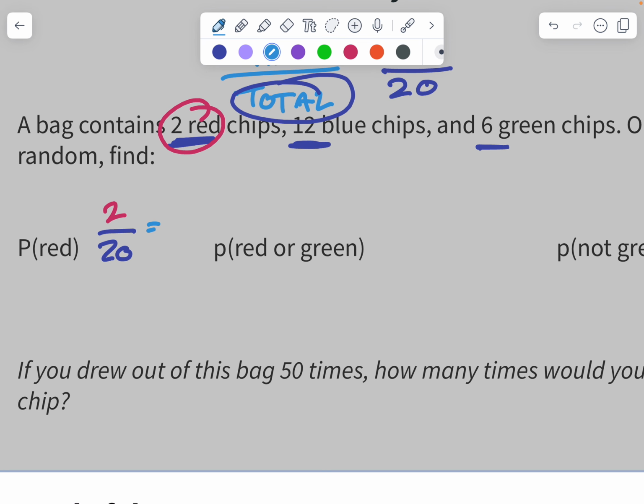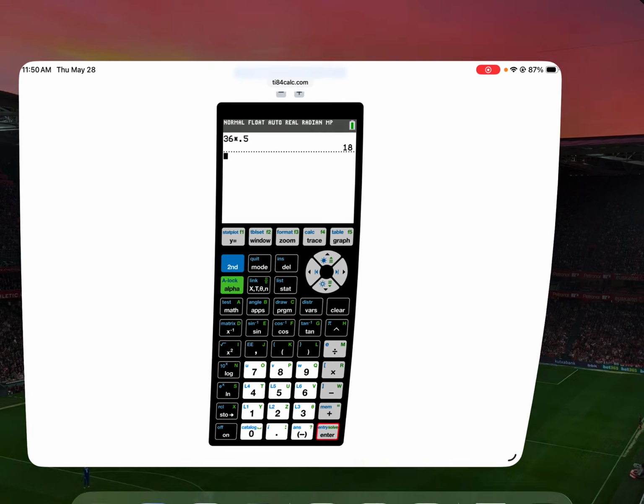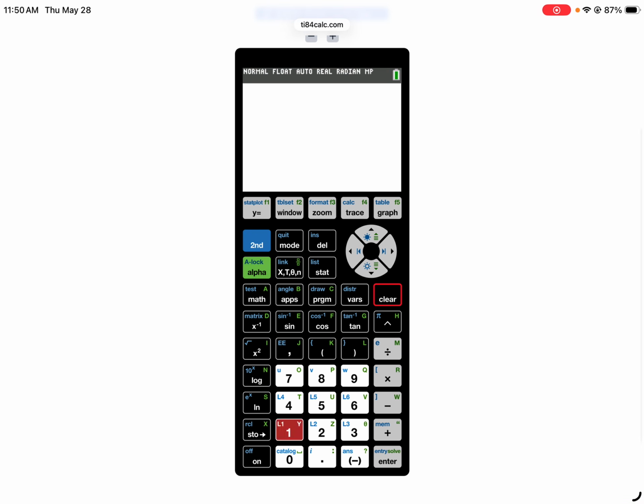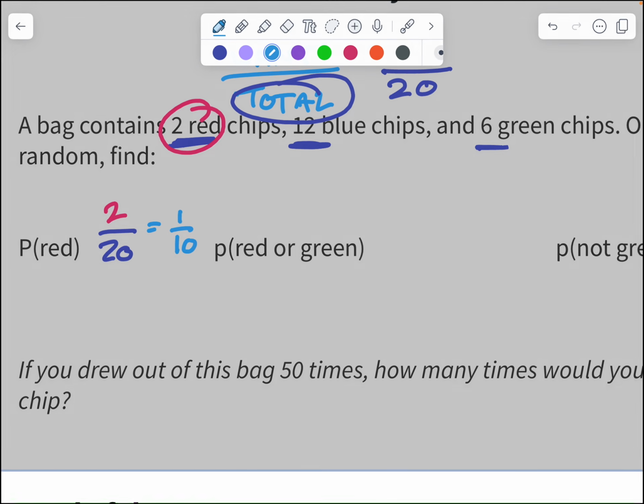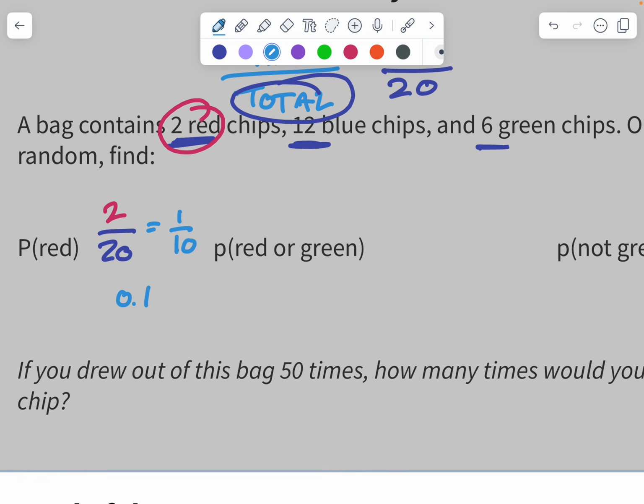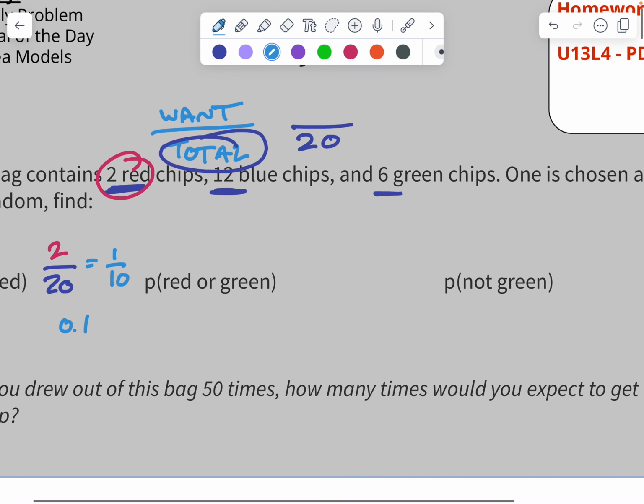You can leave probabilities as fractions. That's totally fine as long as they are simplified. Both of those are divisible by 2. Or you can type them into a calculator, which I've got here. Just go 1 divided by 10, not 110, but 1 divided by 10, and then there's your decimal, 0.1. That's a 10% chance of winning.